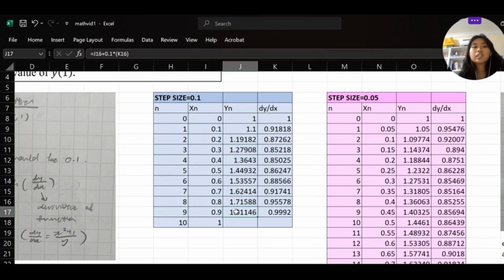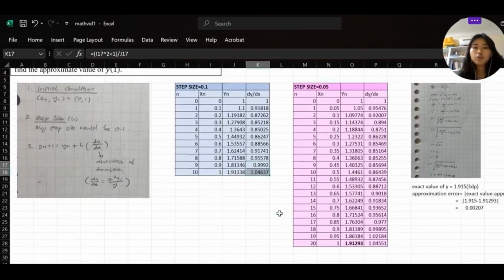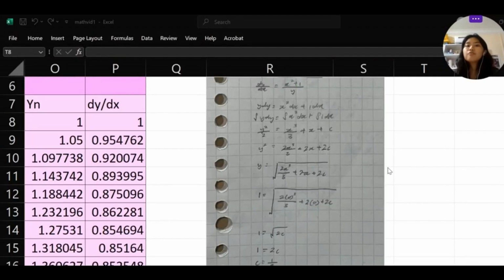Instead of copying and pasting the equations, as we go down the column, I simply just selected the previous cell and I dragged it down until I get my value of y when x equals 1. I repeated this for the pink table, and as you can see here, my y values for both tables are different. To derive my exact value of y, I had to use first order ODE.